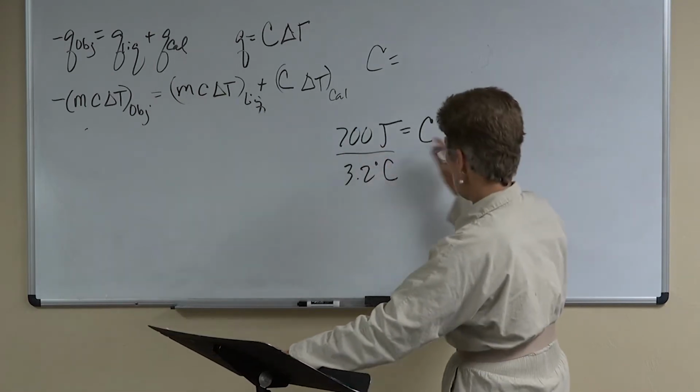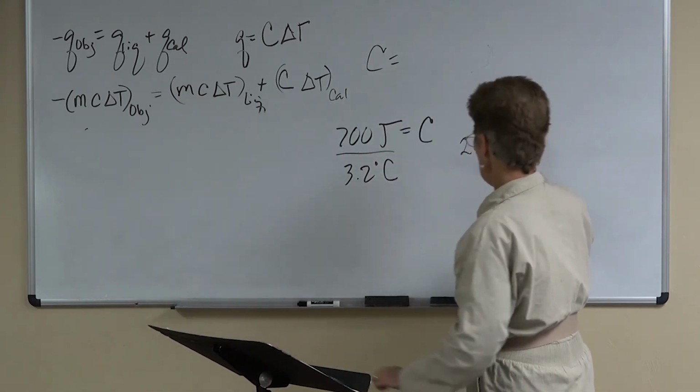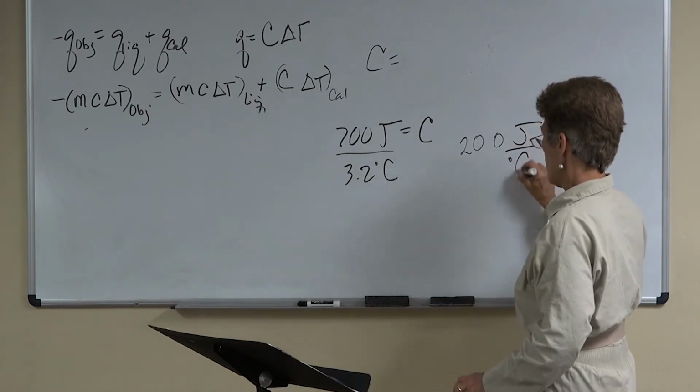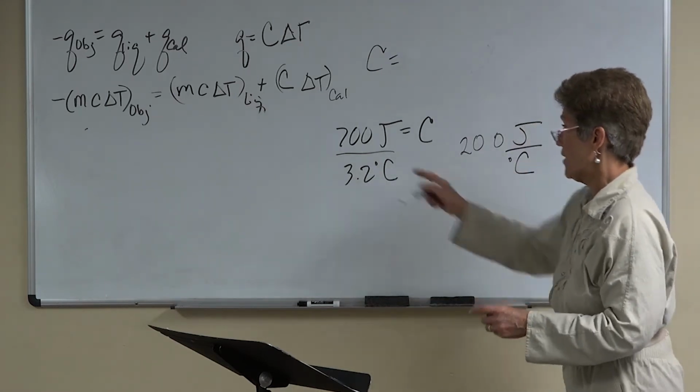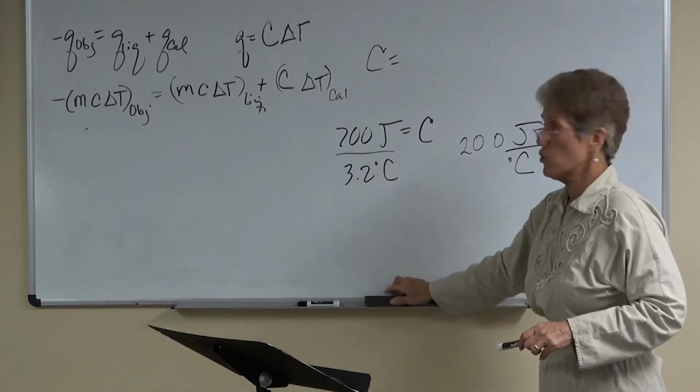And so my answer has to be 200 joules per degree Celsius, because it has to be one significant figure, because that has one. And it was because of the adding or subtracting.